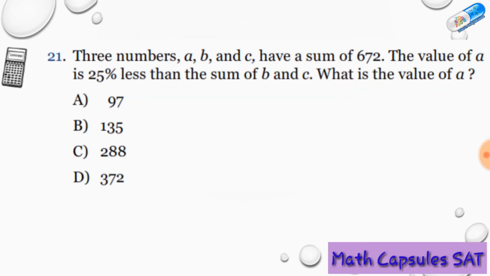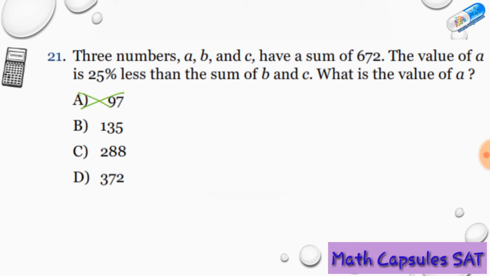3 numbers A, B, and C have a sum of 672. The value of A is 25% less than the sum of B and C. What is the value of A? We start by estimating. The value of A can't be too small because it's close to the sum of B and C. So A cannot be 97 because 97 is too small. So we will eliminate A.